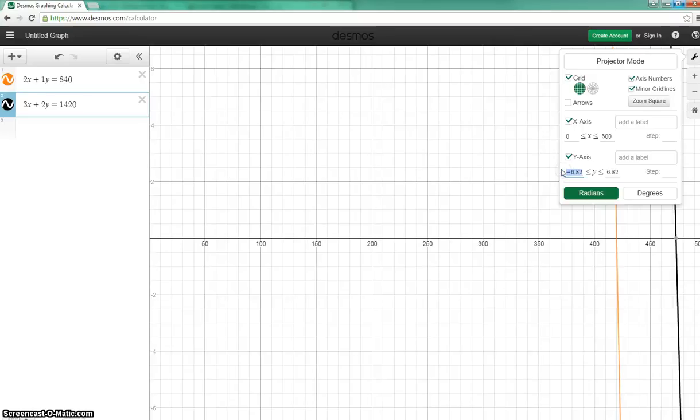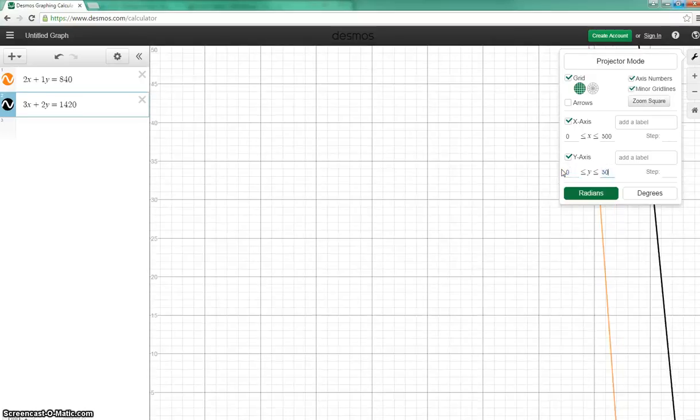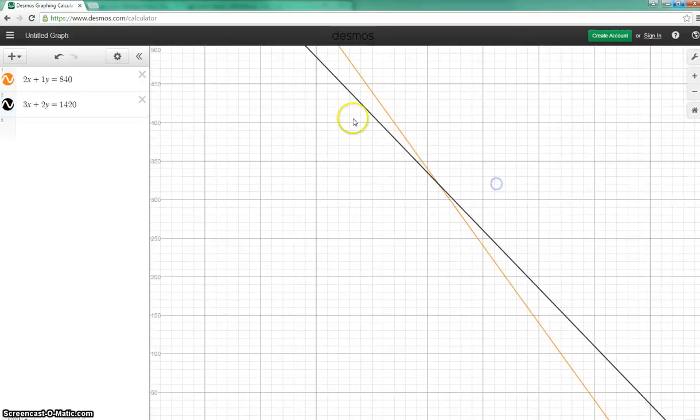For Y would be similar: 0 would be the minimum, and let's say 500 again. And then I see I have these 2 lines. X is the calories for cheeseburgers, and Y is the calories for french fries. I do see that it has an intersection, so each cheeseburger has 260, and the french fries has 320. The hard part on the word problems is coming up with the correct equation, and that'll be the challenge in this section.